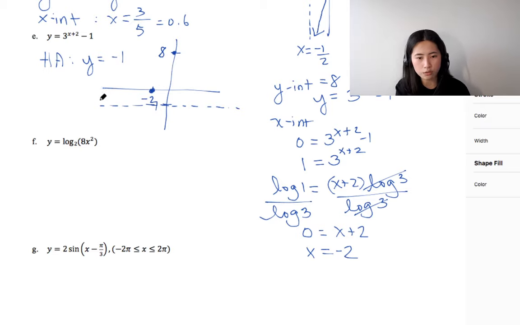So you know that your function is approaching negative 1, so you're going to graph something like this. Okay, this is passing 8, guys. You get this, right? And this is 2. That's how your function should look. Great.